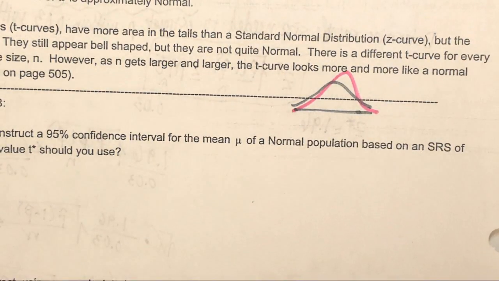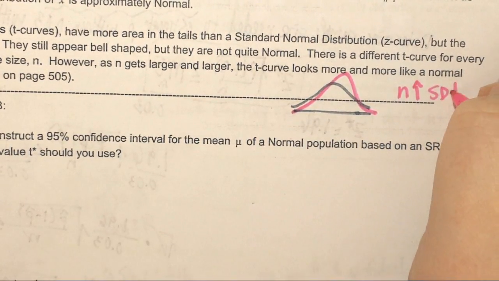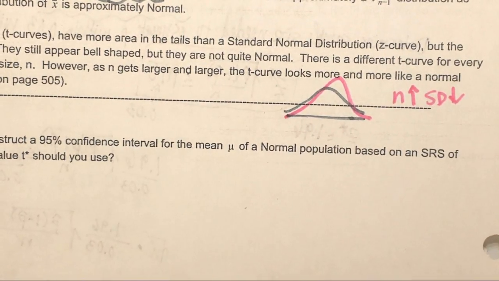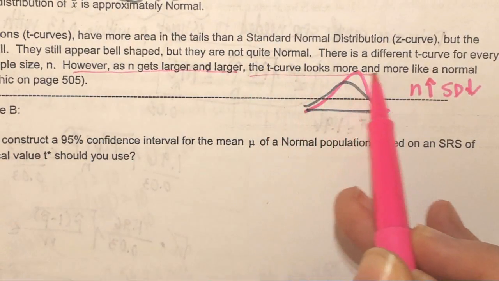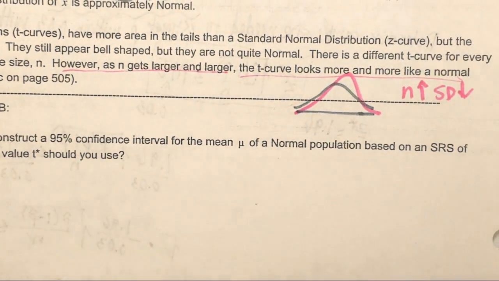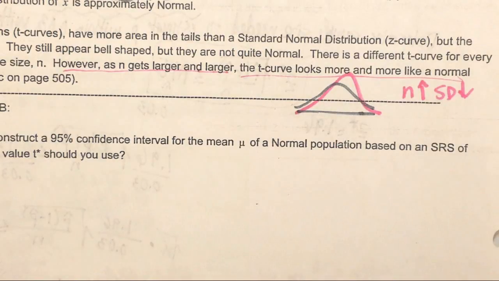But as we keep learning, as n gets larger, standard deviation goes down, and the more and more we get closer to an actual z-table. That's what that last sentence says. However, as n gets larger and larger, the t-curve looks more and more like a normal z-curve. None of that is really something that has to stick in Sally's brain, except for the fact that when she does means, she uses the t-table, because technically that t-curve is different than that z-curve.